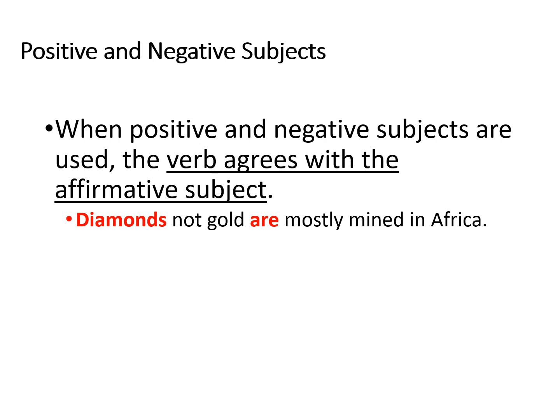So which of the two is the affirmative or positive subject? Is it the diamonds or the gold? Clearly, the affirmative subject is the word diamonds. And since diamonds is plural, then therefore the verb is also plural.